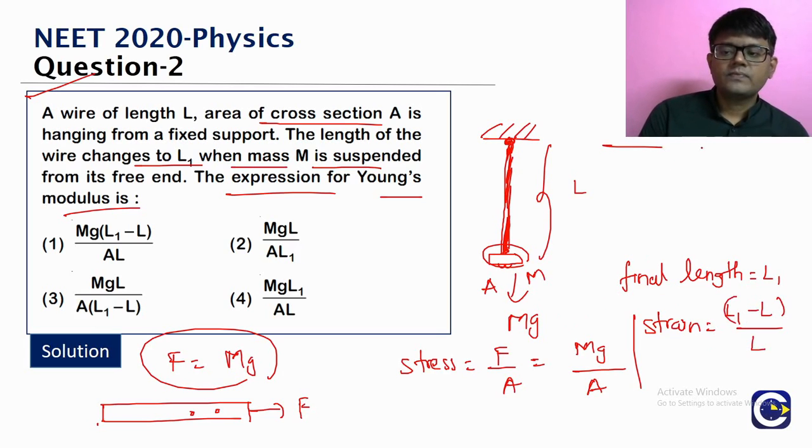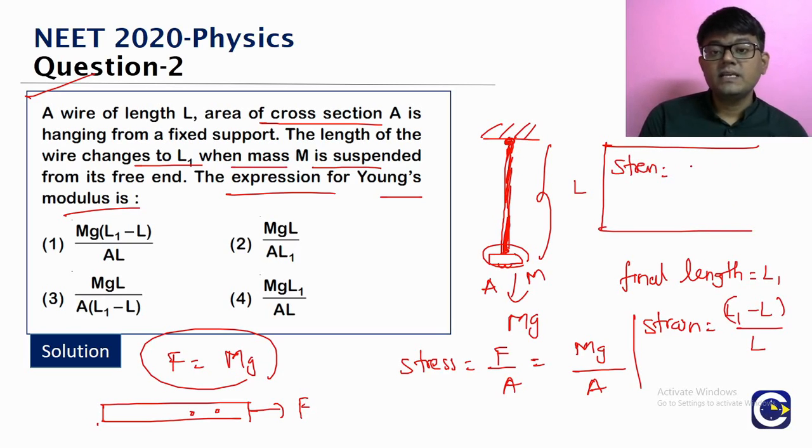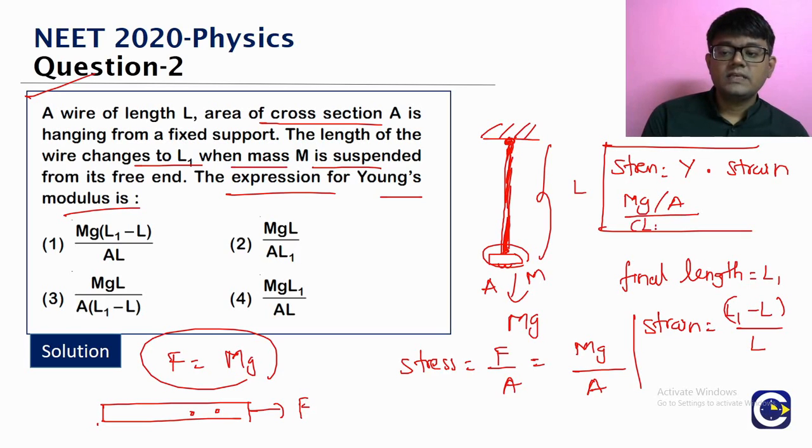And what is Hooke's law? Stress will be equal to modulus of elasticity. Since we are dealing with longitudinal stress and longitudinal strain, we call the modulus of elasticity Young's modulus. Stress is equal to Young's modulus into strain. So Young's modulus will be equal to stress by strain. Stress is mg by A, divided by strain, which is L1 minus L by L. So the A will come to the denominator, the L will go to the numerator: mg into L by A into L1 minus L.